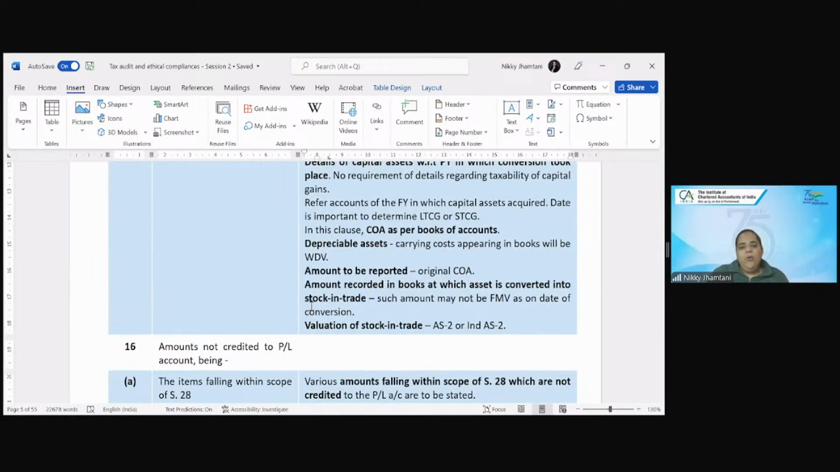In this clause, cost of acquisition is as per the books of accounts. As per books of accounts, जो भी cost है वो यहाँ report होगी. Depreciable assets के लिए carrying cost appearing in books will be the WDV. Amount to be reported, original cost of acquisition. Amount recorded in books at which asset is converted into stock in trade. Such amount may not be fair market value as on the date of conversion. Then valuation of stock in trade as per AS 2 or Ind AS 2.